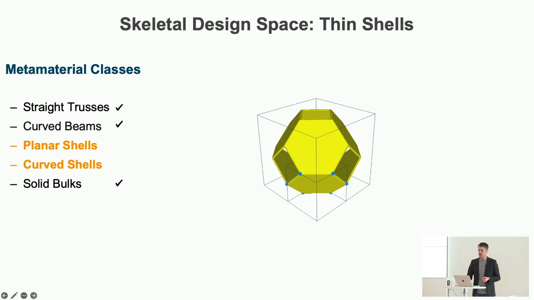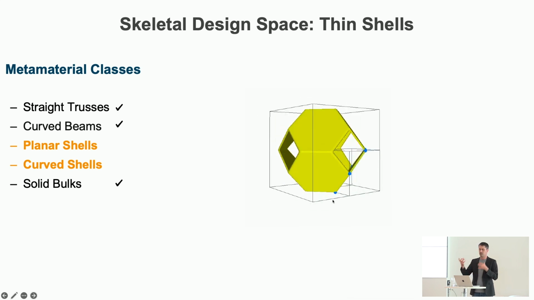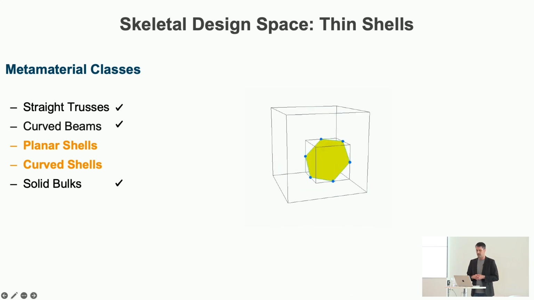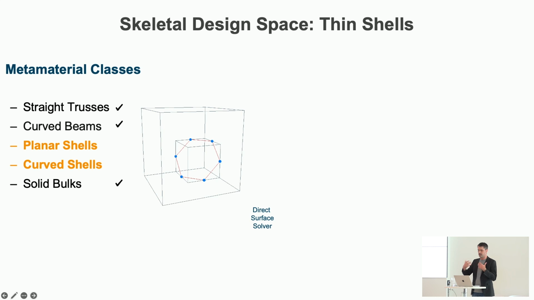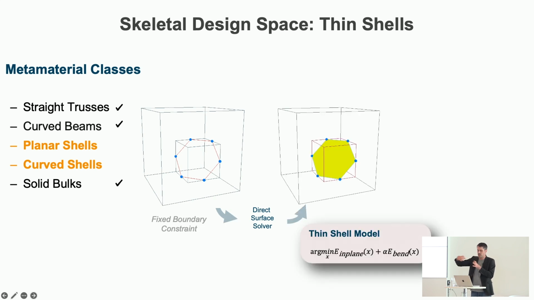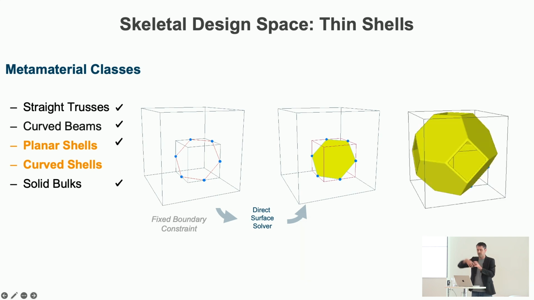So let's first look at the planar shells. There, the skeleton is a simple hexagonal plate, for example, in this example. And it's quite easy to build this by specifying an edge loop that matches this boundary. And what we simply do then is we implemented a direct surface solver that considers as input this edge loop, and then with a thin shell simulation infers this surface here. And if you then tile this with geometric operations, you, for example, get this microstructure. So that was quite easy.